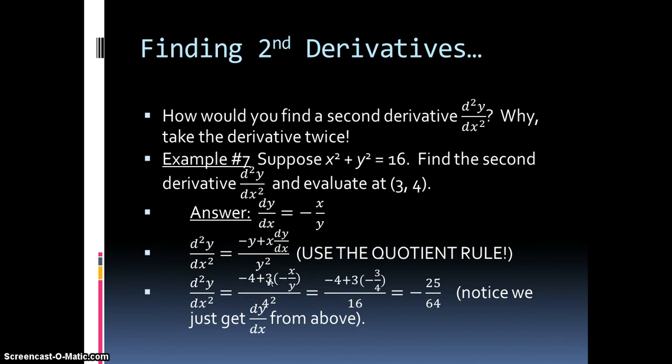So how do we figure out what the second derivative is at 3, 4? We plug in x is equal to 3, y is equal to 4. When we do that, we get negative 4 plus 3 times negative 3 over 4. That's what dy dx is. All divided by 16. Simplify, we get negative 25 over 64. Again, dy dx is just this formula right here. You can plug it in directly.